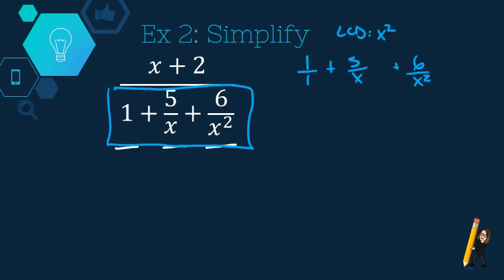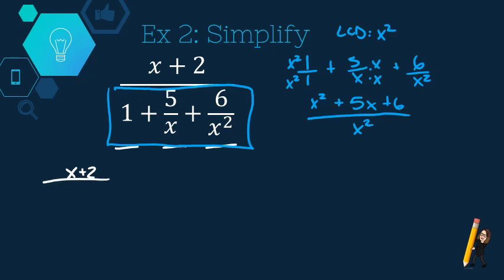So I need to multiply each fraction by what it needs for an LCD. The first fraction is timesed by x squared. The second fraction is timesed by x. And the third fraction already has an x squared. So this leaves me with x squared plus 5x plus 6, all over my common denominator of x squared. Now this I can deal with, so I'm going to rewrite this. I currently have an x plus 2 now over my new denominator of x squared plus 5x plus 6 all over x squared. So now I can deal with multiplying by the reciprocal.